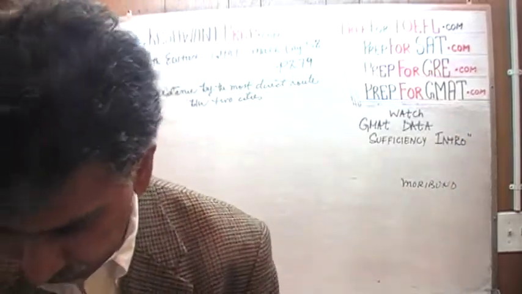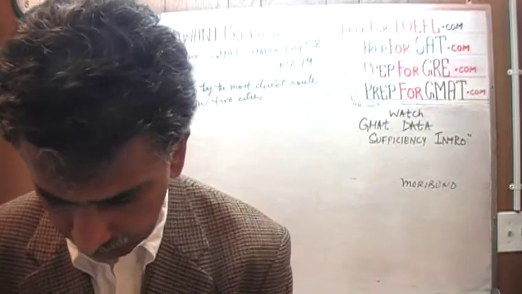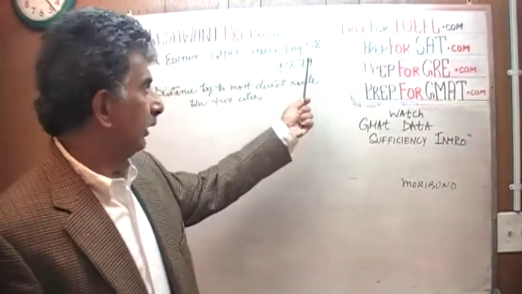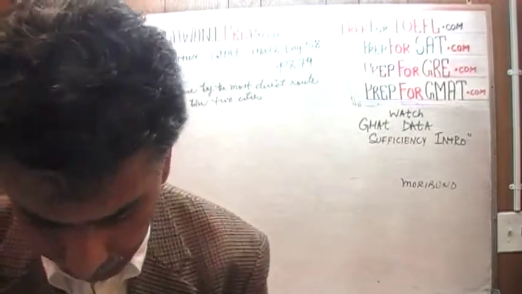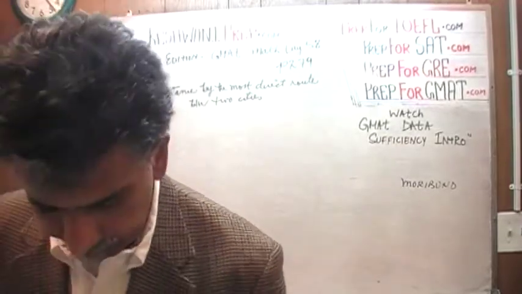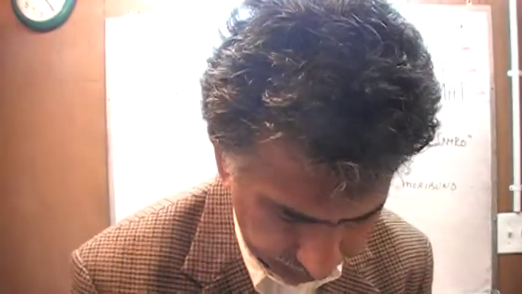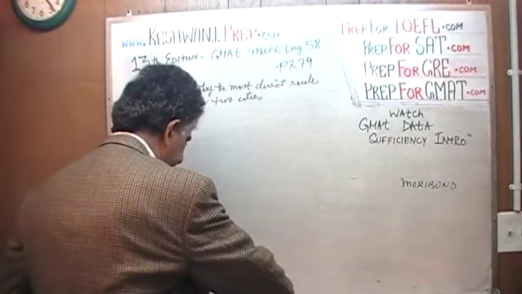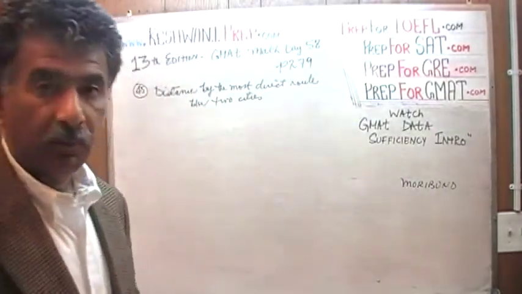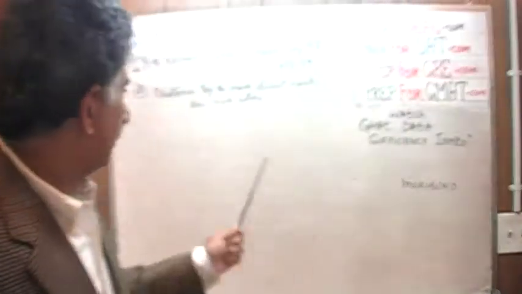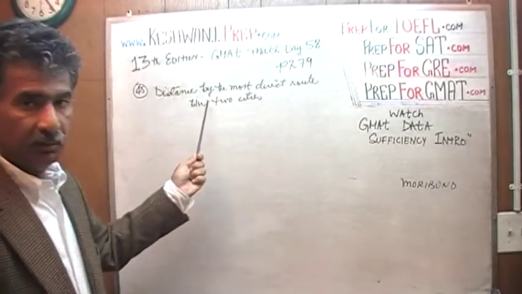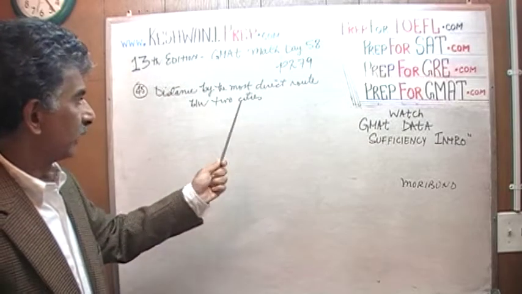The problem that we are about to solve is the very first problem on page 279, and today's our lesson number 58. On page 279, the very first problem is problem number 45. They give us a little chart, and we are told that the chart represents the distance by the most direct route between the two cities.